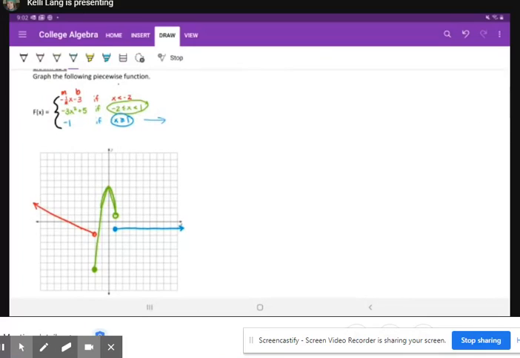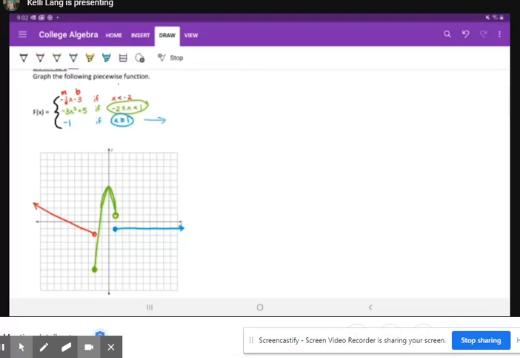Notice this is a problem that requires a lot of steps. You have to draw each of the individual functions, and then you have to figure out where to cut them off so that they have the proper domain. Are there questions about this example so far? Anybody online or anybody in the class have questions?